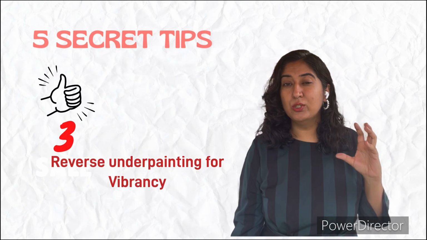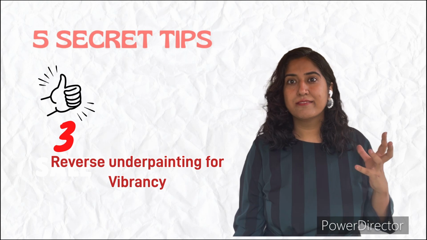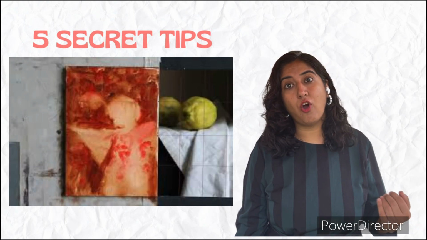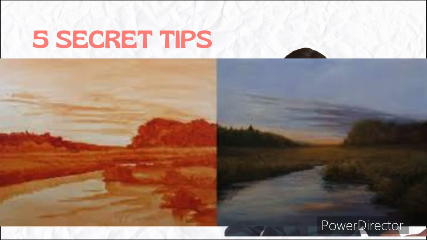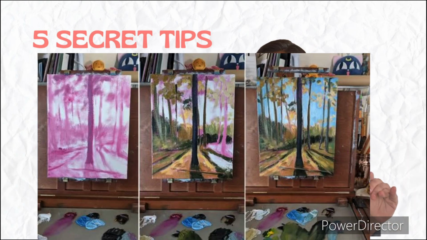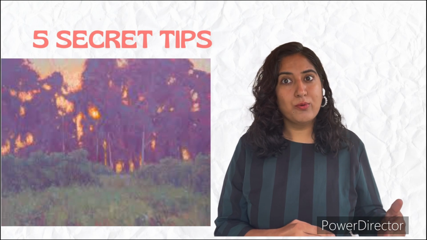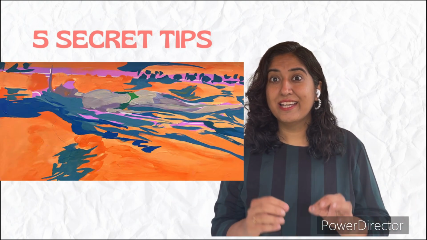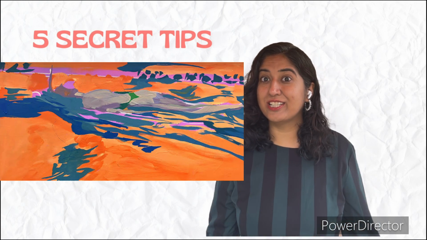Tip number 3. When you want to create a very luminous, bright, vibrant painting, your underpainting should be on the opposite side as compared to your foreground painting. So if you are painting a sunny scene, a warm summer scene, your underpainting should be in shades of purple. And if you want to paint a cool morning, your underpainting should be in warmer shades such as orange.